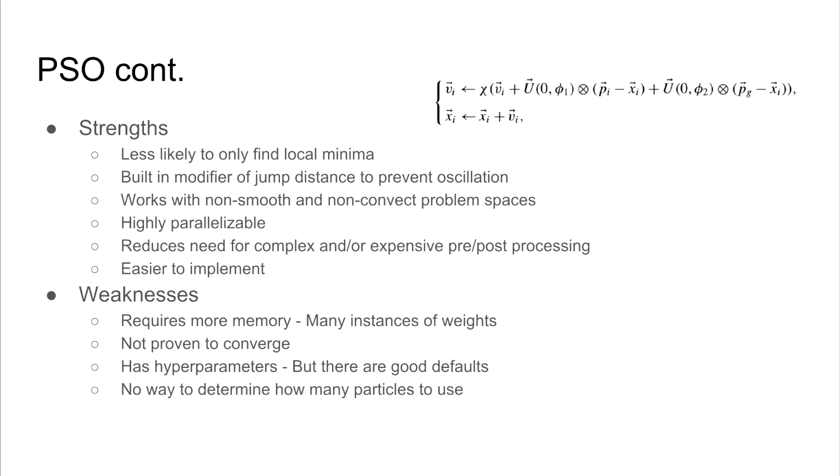It's highly parallelizable. You can send off chunks of the swarm on different clusters and processes, and they can run independently with only a single parameter needing to be updated across the whole swarm. Reduces the need for complex post-processing and calculations. There's no L2 required. There's no fancy wrapping or unwrapping that you need to do. You simply give it an error and its parameters, and it should be able to optimize against that. And it's easy to implement.